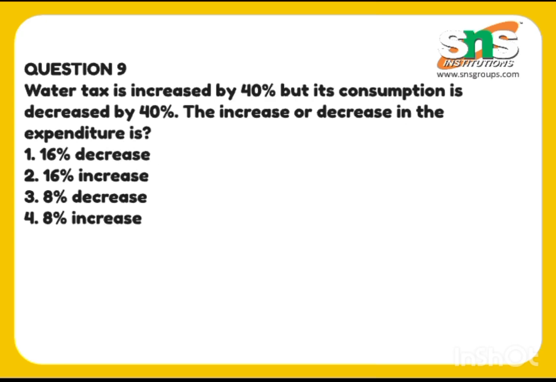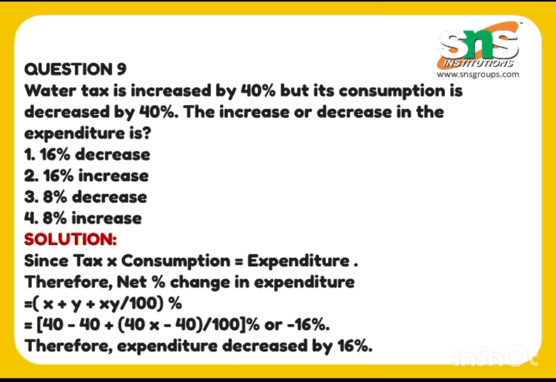Now, water tax is increased by 40%, but its consumption is decreased by 40%. The increase or decrease in the expenditure is what? Now tax into consumption is equal to expenditure. This is the same type of problem, x plus y plus xy by 100. So 40 increase, minus 40 decrease, 40 into minus 40 by 100 will be equal to minus 16%. Since there is a negative number here, the expenditure is decreased by 16%.